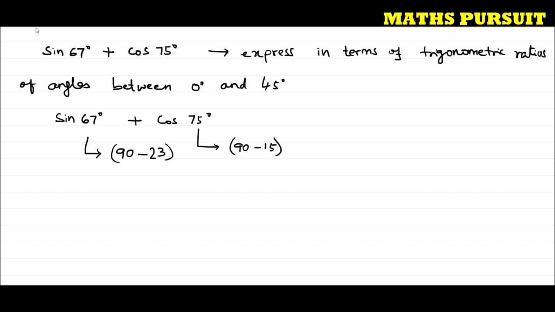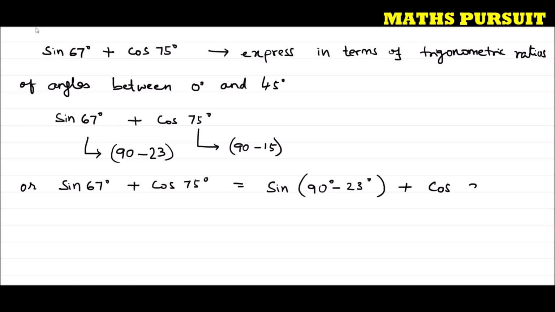So I can write the question as sine 67 degree plus cos 75 degree is equal to sine of 90 degree minus 23 degree plus cos of 90 degree minus 15 degree. I hope till here, guys, we are very clear. So what I wrote is sine 67 degree as sine 90 degree minus 23 degree, and cos 75 degree as cos 90 degree minus 15 degree.